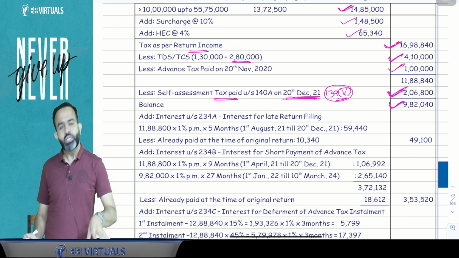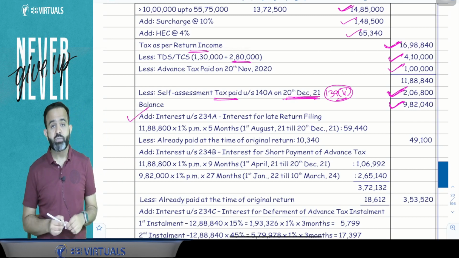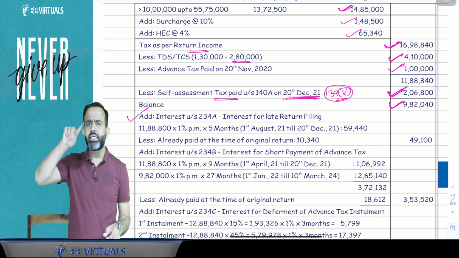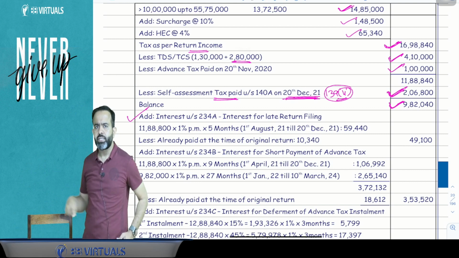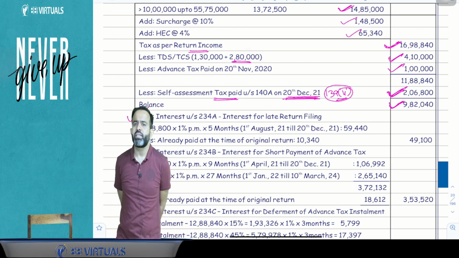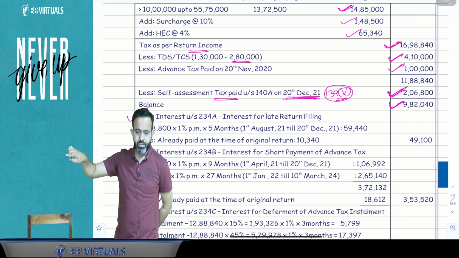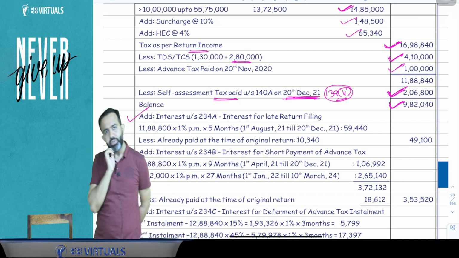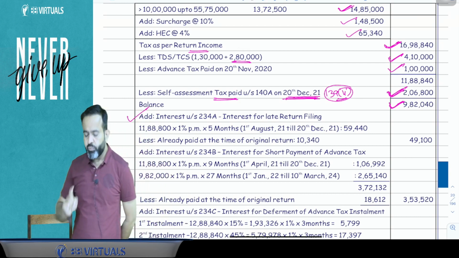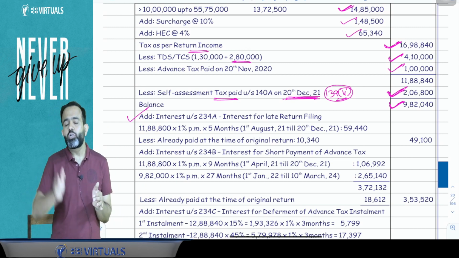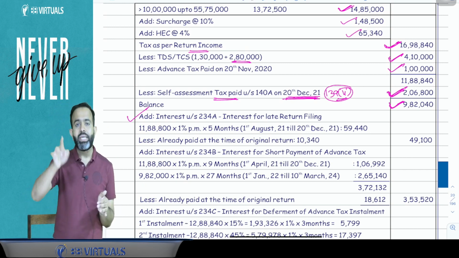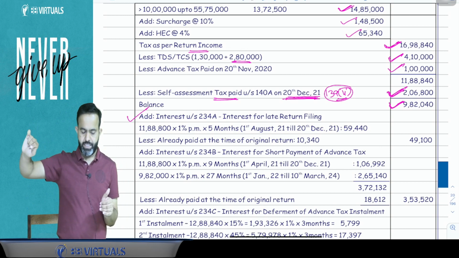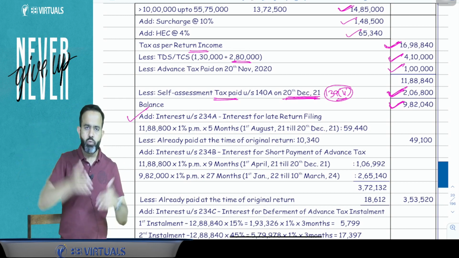Now first is 234A. 234A is interest for late return filing. Did you file a late return? Was the earlier return a late return? Answer is yes, that earlier return you filed late. So guys, 234A was already computed earlier. So again 234A you will calculate, but 234A will be calculated only till the date of the original return, not for the updated return.